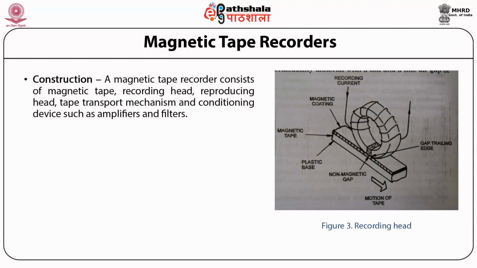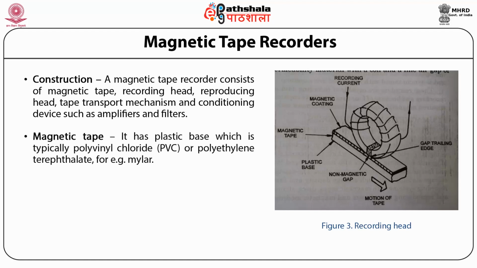Construction. A magnetic tape recorder consists of magnetic tape, recording head, reproducing head, tape transport mechanism, and conditioning devices such as amplifiers and filters. Figure 2 illustrates a simple magnetic recording system.